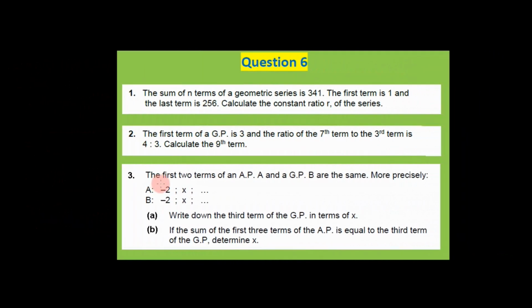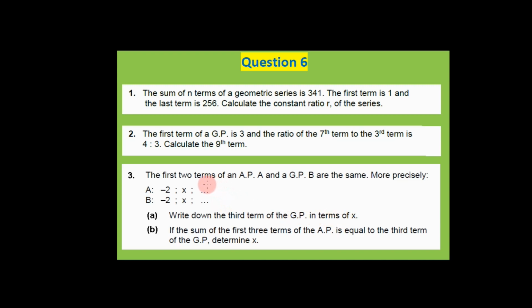In number 3 it says the first two terms of an AP, A, and a GP, B, are the same. So we are given the sequences for both the AP and the GP, and we can see that in both cases the first two terms are -2 and x respectively. In A we have to write down the third term of the GP in terms of x.